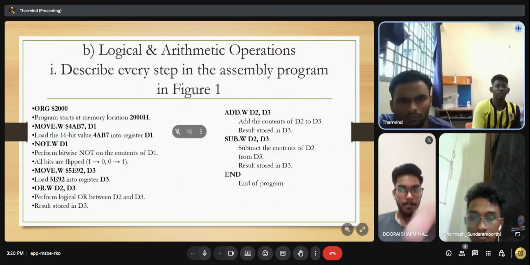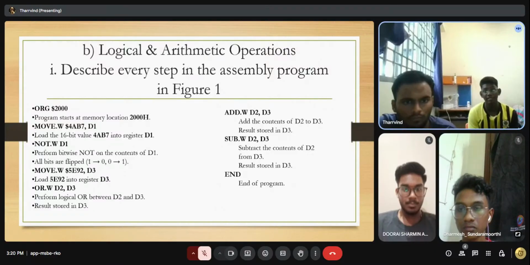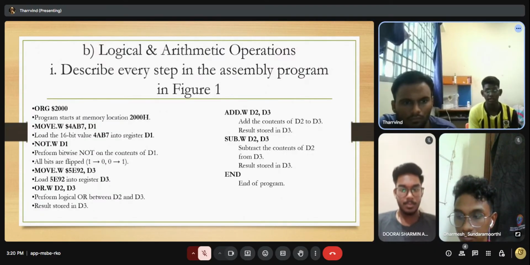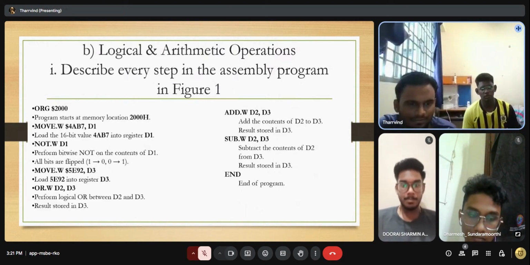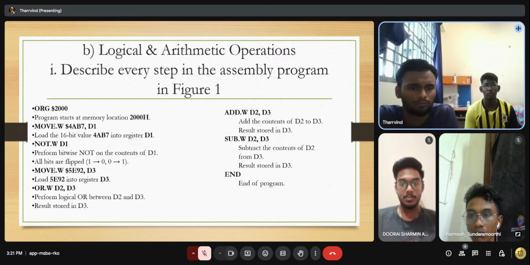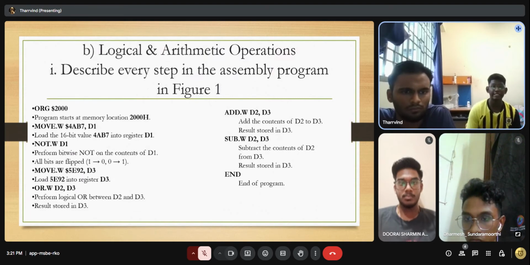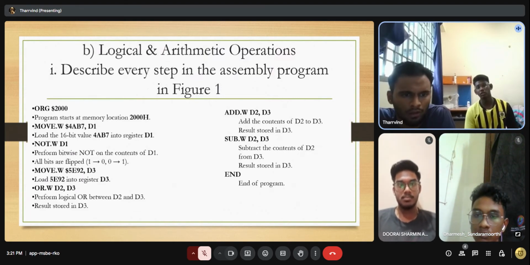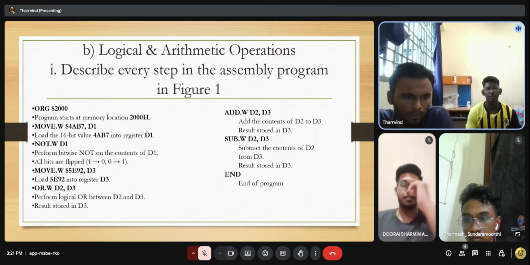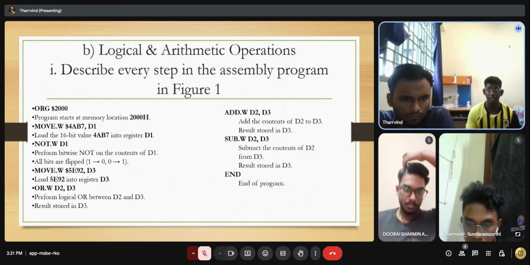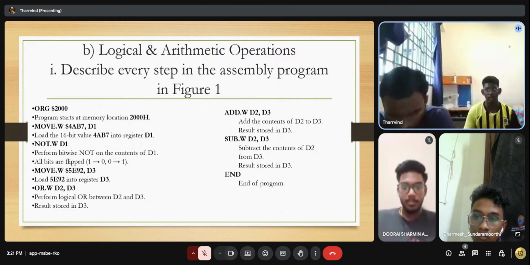Okay, I'll be talking about the logical and arithmetic operations. The first thing is to describe every step in the assembly program in Figure 1. Let me start. ORG $2000: the program starts at memory location 2000H. Then MOVE.W #$4AB7, D1 loads the 16-bit value 4AB7 into register D1. NOT.W D1 performs a bitwise NOT on the contents of D1. All bits are flipped: 1 to 0, 0 to 1.